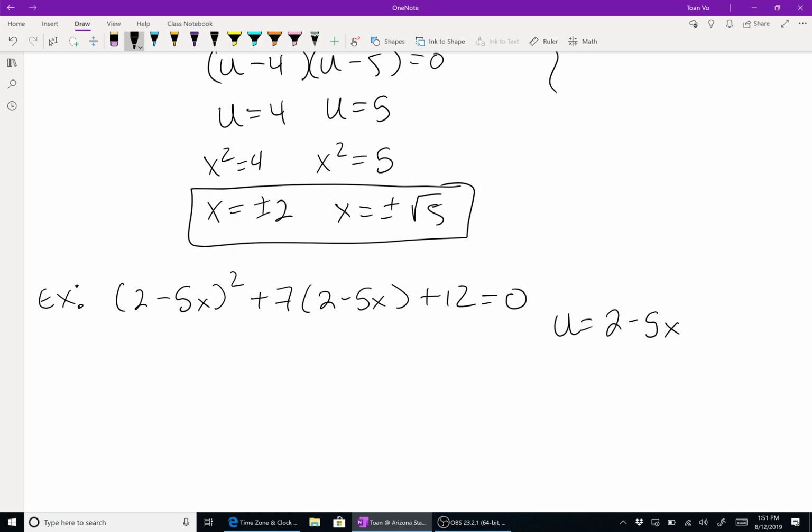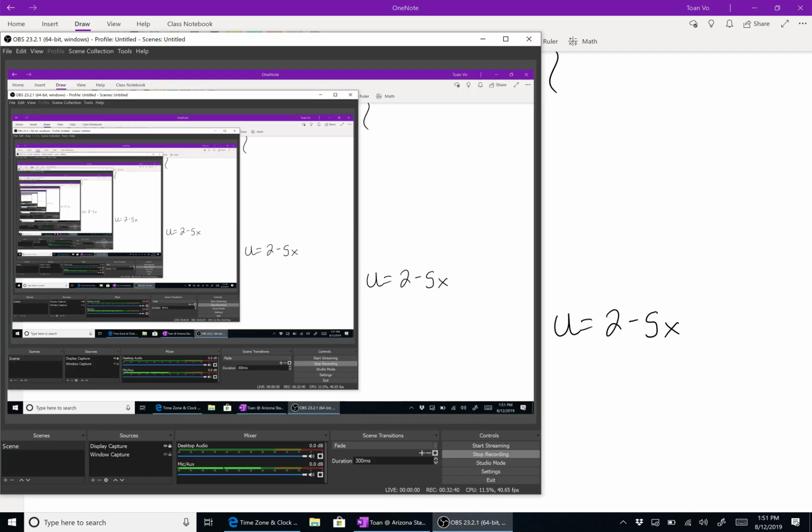But that's it. Those are some tips and techniques for solving quadratics.